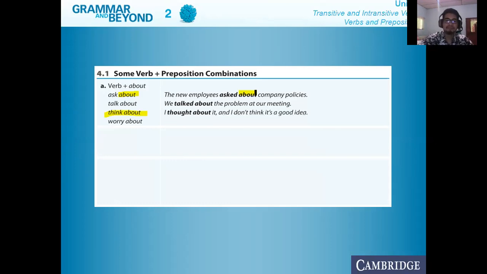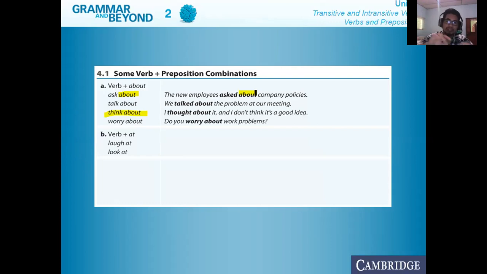The problem. I thought about it and I don't think it's a good idea. I thought about what? About it. And I don't think it's a good idea. Do you worry about work problems? About what? Work problems. Object over there. We have another example with the preposition at.